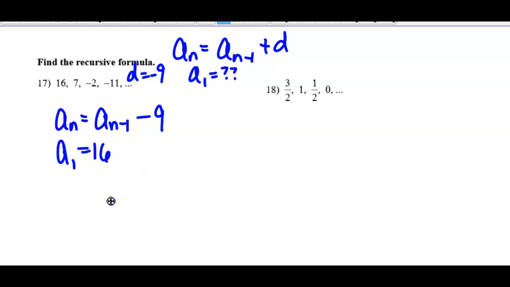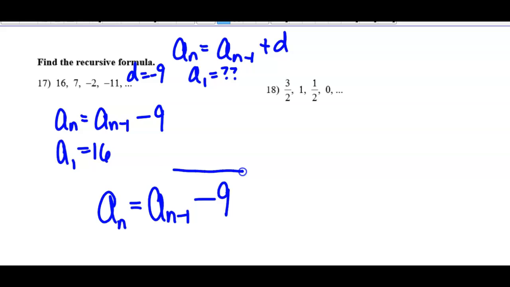Now when you write this, I didn't make a big deal about this before, I should have. These are subscripts, so it's a real little n down here, and this is a little n minus 1, and then this is a big minus 9 up here, okay?